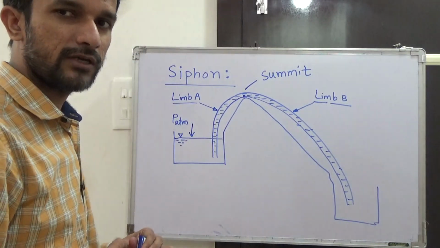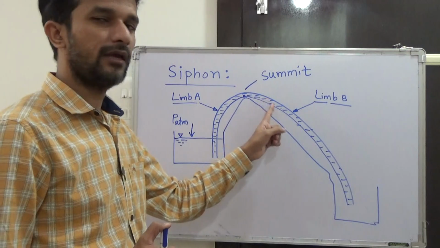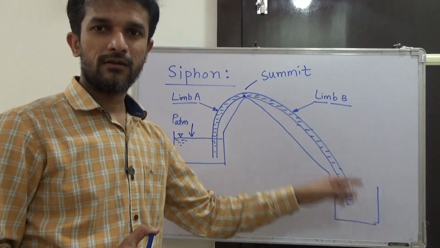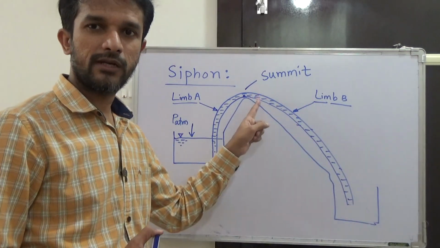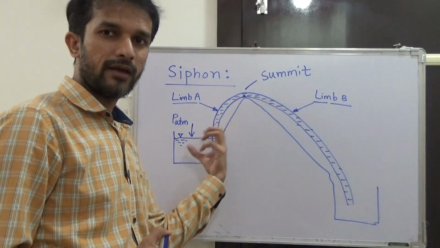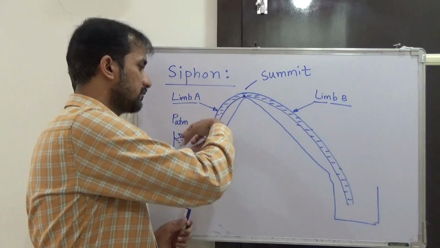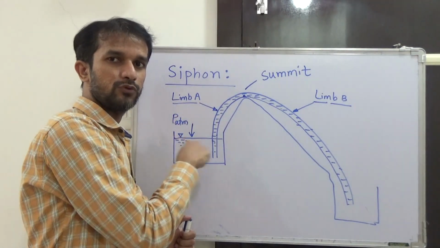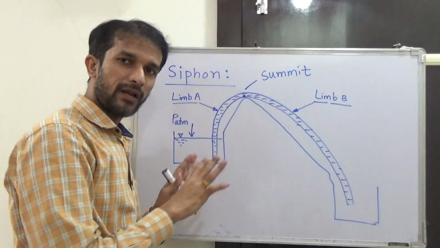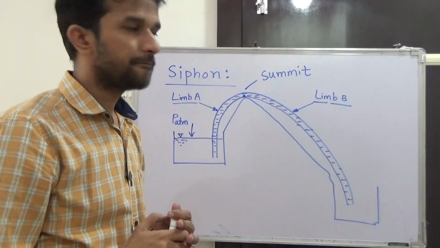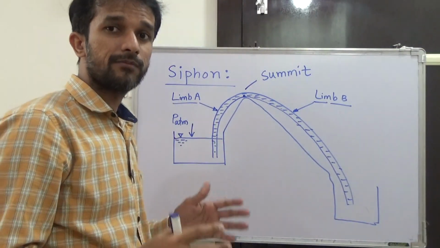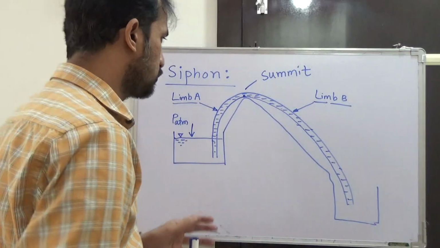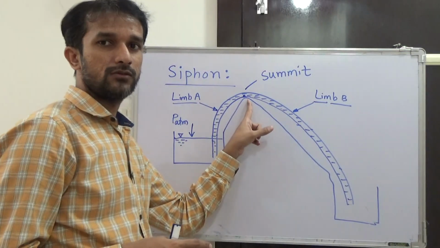What is the principle of working here? First, in limb A, because of gravity, liquid falls. Because of the falling of the liquid, the vacuum is created at the summit, and that vacuum sucks the fluid from the higher reservoir because the atmospheric pressure is pushing it. Okay, so this is the primary idea about the siphon. Now we'll see its mathematical expression, where we'll prove that at the summit the pressure is lower than atmospheric pressure.